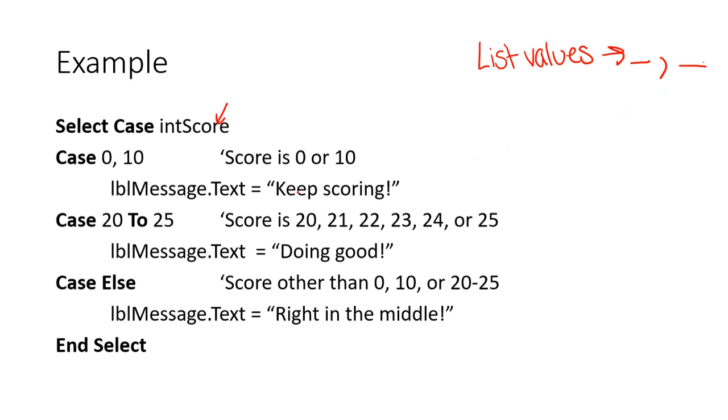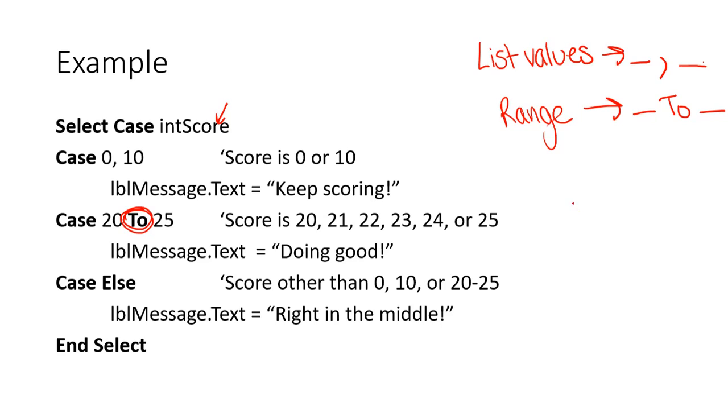Then what you also have the ability to do in this second case is this word TO. So if you want to have a range of values, you just put the number, TO, and then the other number. So in this case, I have 20 to 25. That's going to be for the scores of 20, 21, 22, 23, 24, or 25. Then I have my case else. Case else is going to take care of anything else that this guy doesn't take care of.